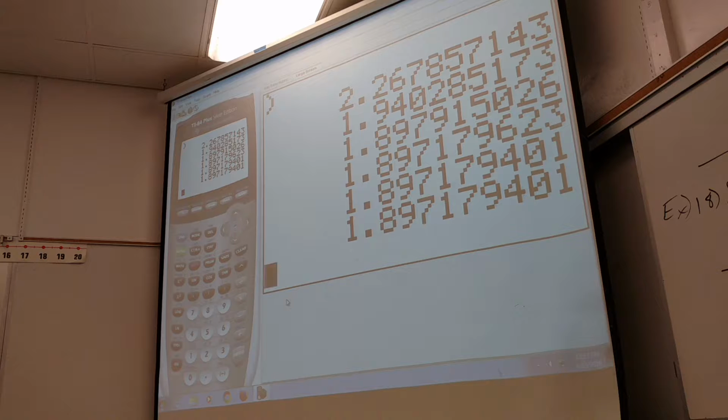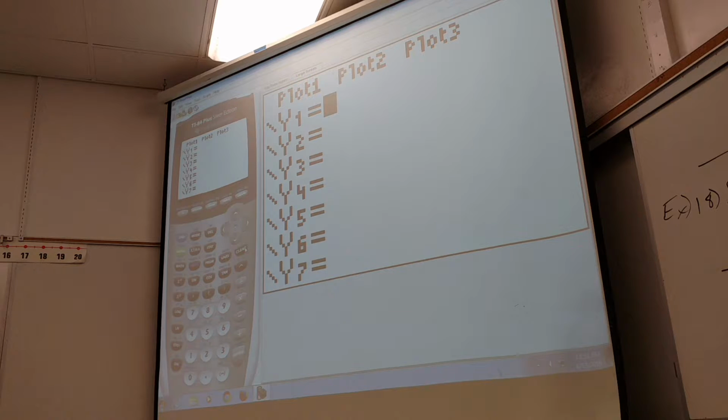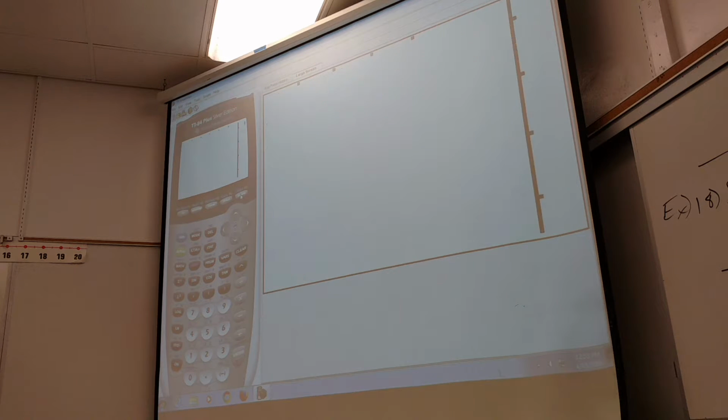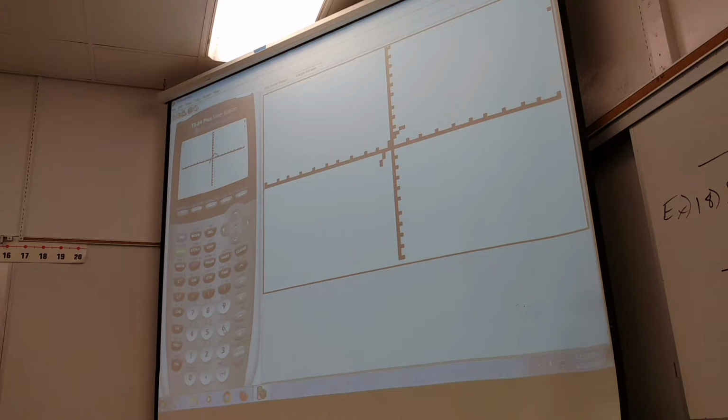Well, okay, now that we've got 1.897, let's check. So I put the function in. Let's see, square root of x plus 1, minus x squared plus x. Let's graph, let's see what kind of weird graph. I got a weird Zoom 6. So that's what it looks like after you subtract those things.